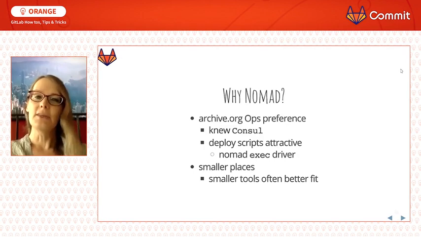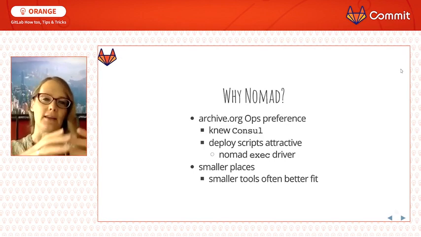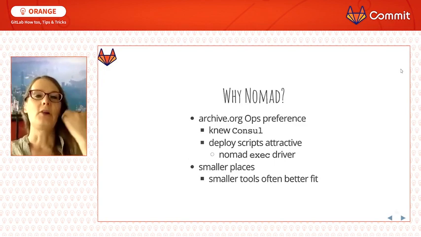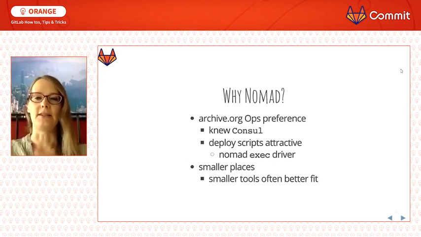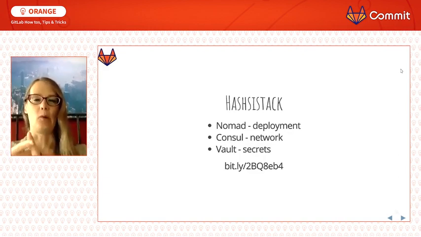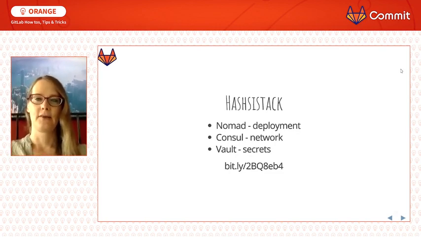And then finally, if you're a small place, or you're a small subset in a larger group, smaller tools are often a little bit of a better fit, it seems like. So what's the Hashi Stack? The Hashi Stack, in a nutshell, is 3 main tools at a high level. So Nomad, which will take care of your deployments, Consul, which will take care of your networking, and Vault, which will take care of your secrets.